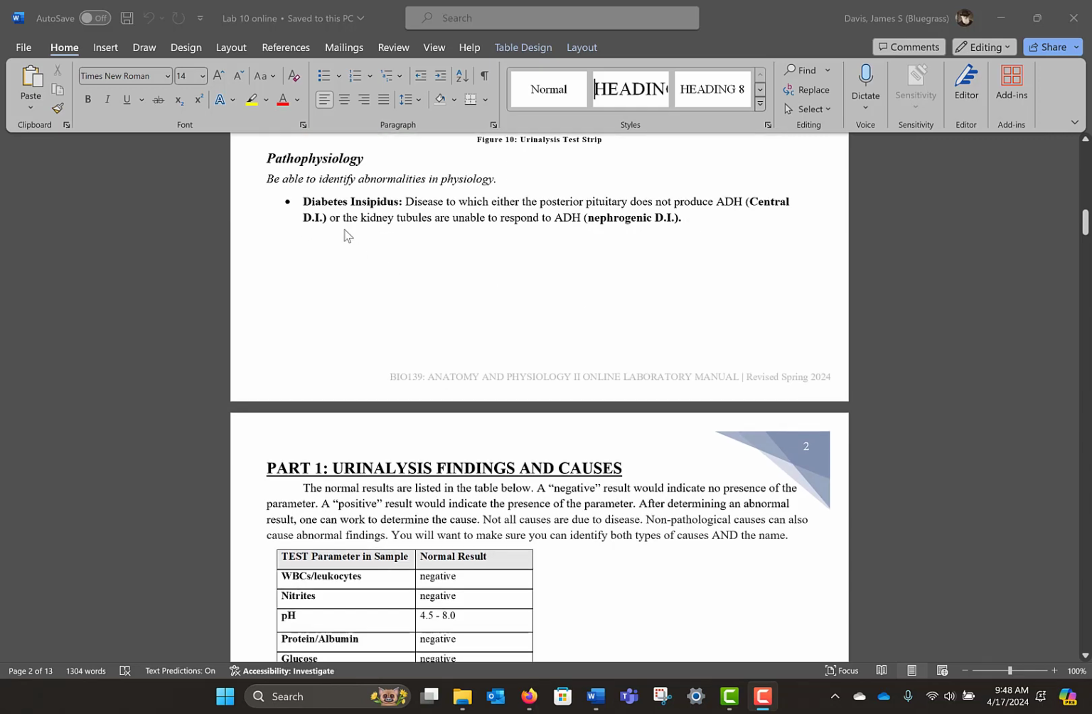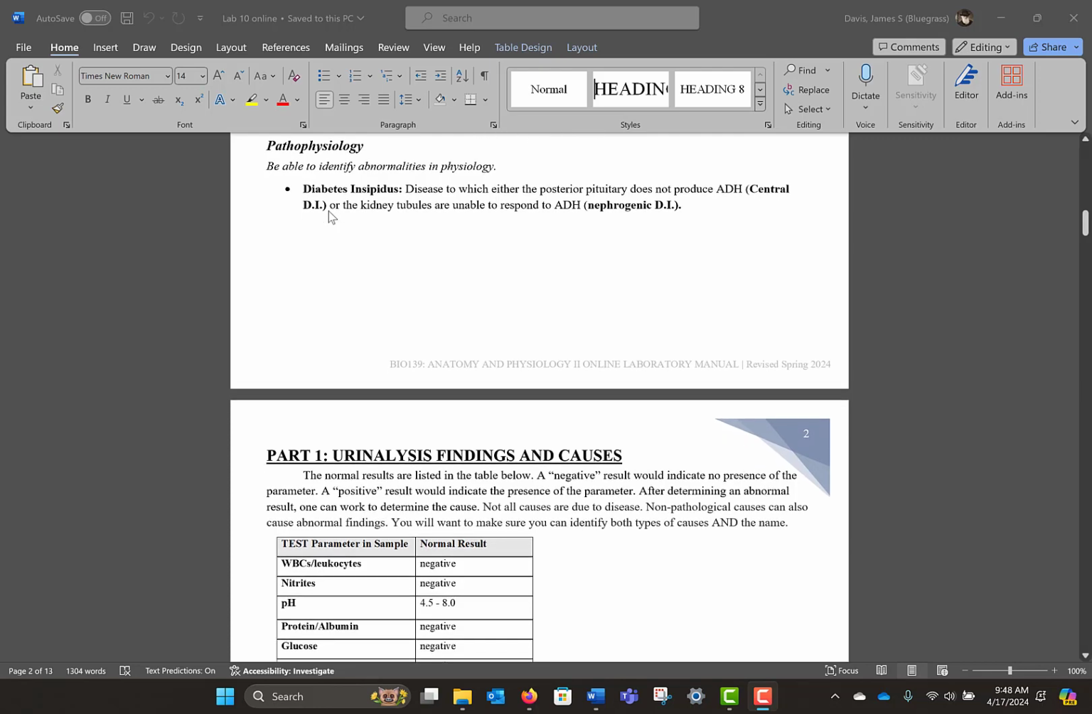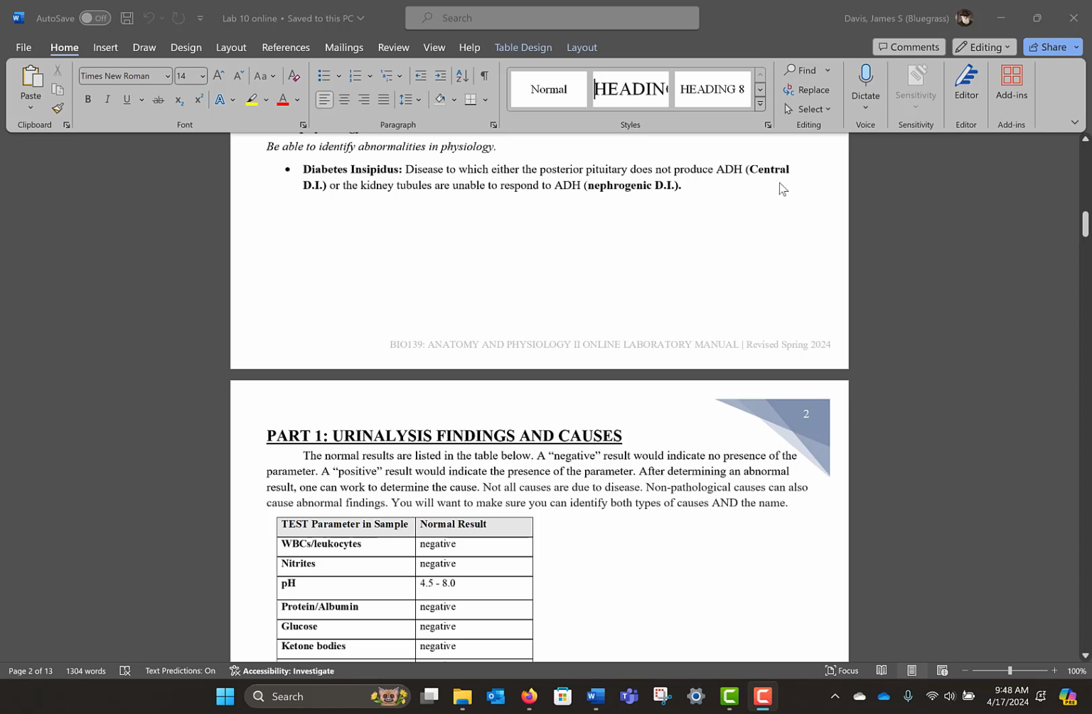Now, in the pathophysiology section, we've talked about diabetes insipidus back in endocrine. Remember, there was central diabetes insipidus, where the pituitary gland, specifically the posterior pituitary gland, either does not produce any ADH or does not produce adequate levels of ADH. So what happens is your kidneys do not get the signal to reabsorb more water. And then there is another type of diabetes insipidus called nephrogenic diabetes insipidus, in which case your pituitary gland does make ADH. It's just your kidneys don't respond to it.